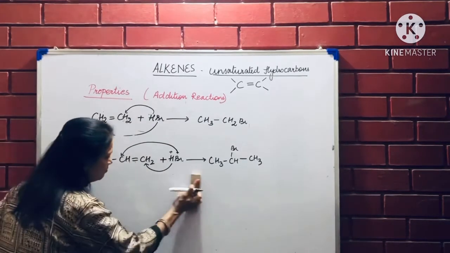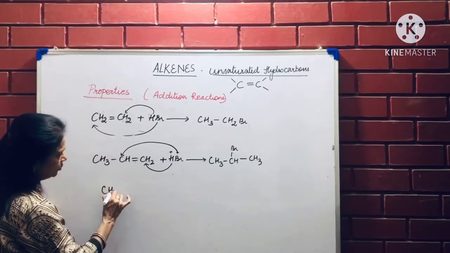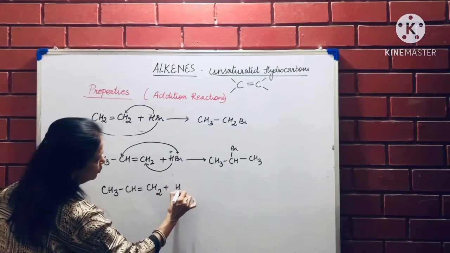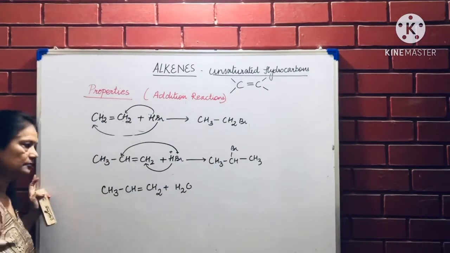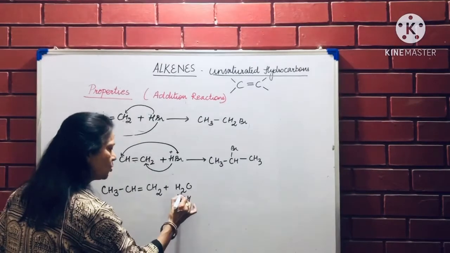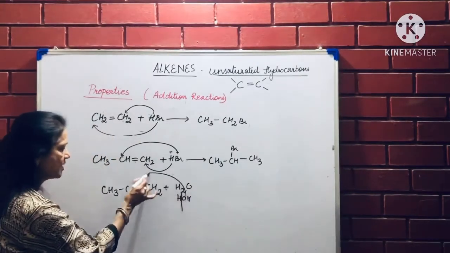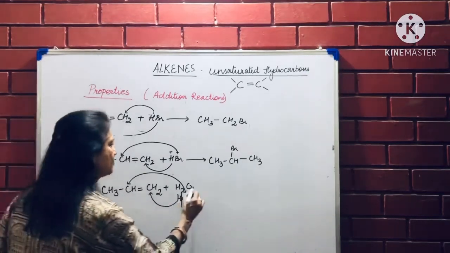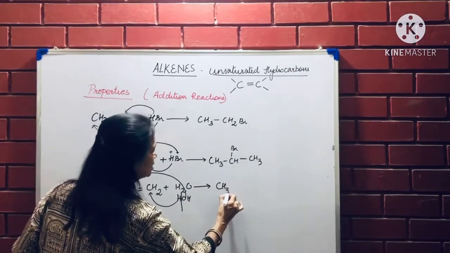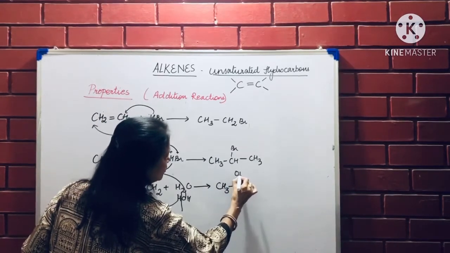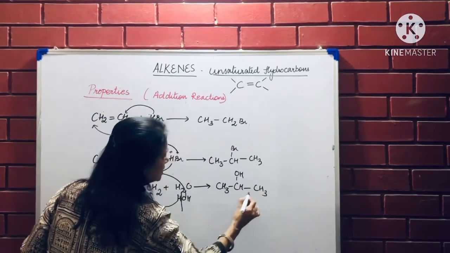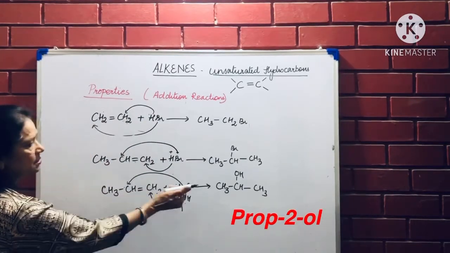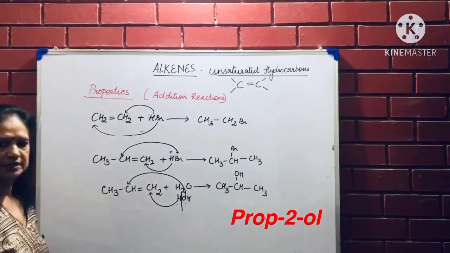Now in the same compound, if I now react any compound that you are reacting which has positive and negative end, you will use the same rule. If I say water, now water contains HOH, so OH is negative. That means OH will come to this carbon atom, H will come to this carbon atom. So my product will become CH3, CHOH, CH3. So OH has come in the middle, H has come here, propan-2-ol is being formed.